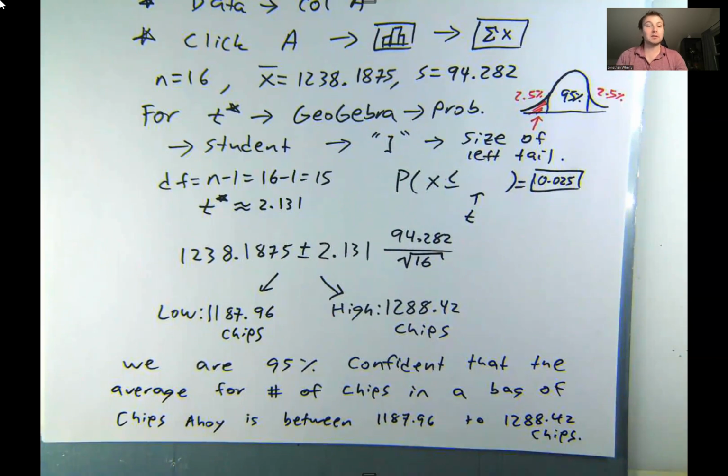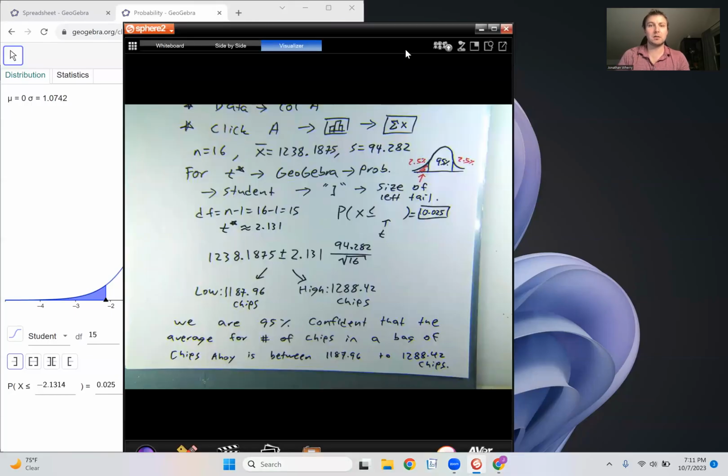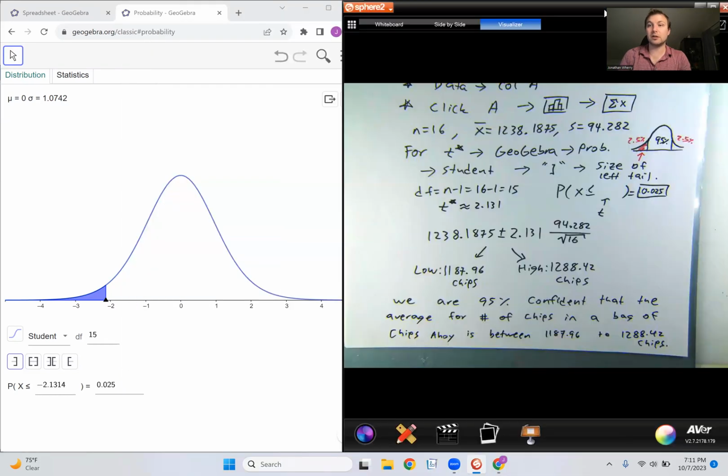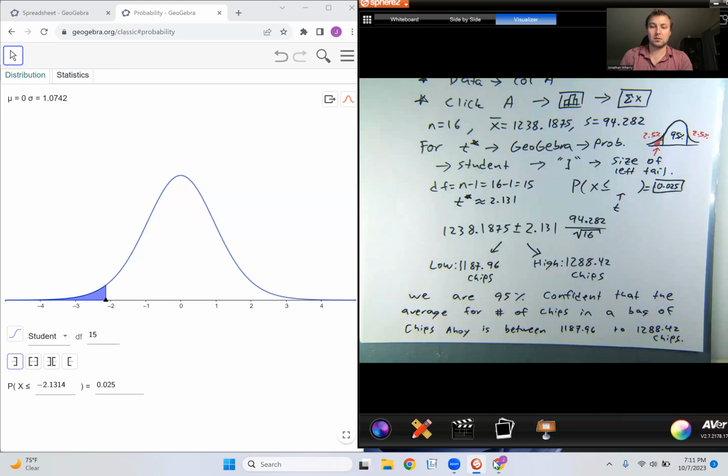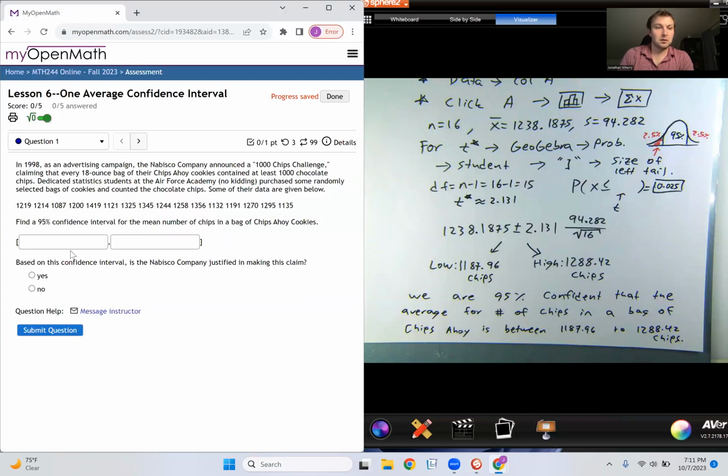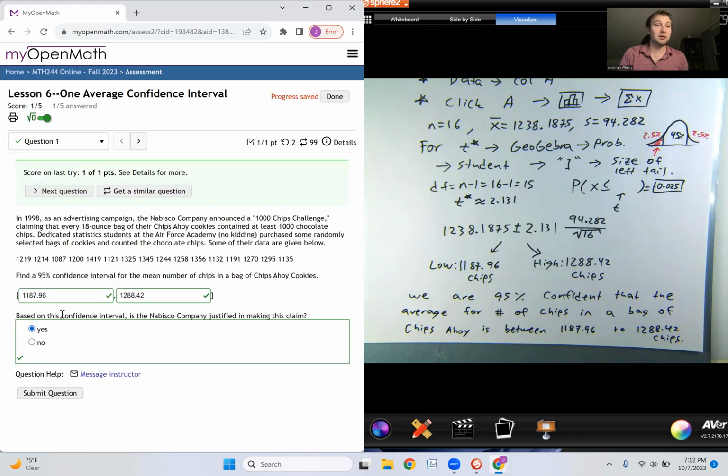Okay, let's take these results and let's put this into MyOpenMath. And I'm going to show you another thing in GeoGebra for double checking your work. I've got 1,187.96. I've got 1,288.42. And they claim at least 1,000 chocolate chips. You know what? My interval is bigger than 1,000. That seems like a reasonable claim. Let's check out the results. Great. I'm getting full points there.